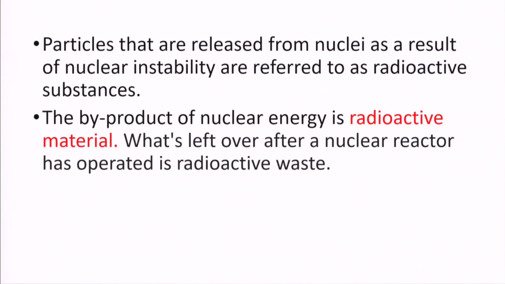Particles that are released from the nuclei as a result of nuclear instability are referred to as radioactive substances. The byproduct of the nuclear energy is radioactive material. What's left over after a nuclear reactor has resulted in radioactive waste. Most protective gear worn by employees, the tools and other items that have come in contact with the radioactive dust are also considered as radioactive waste.